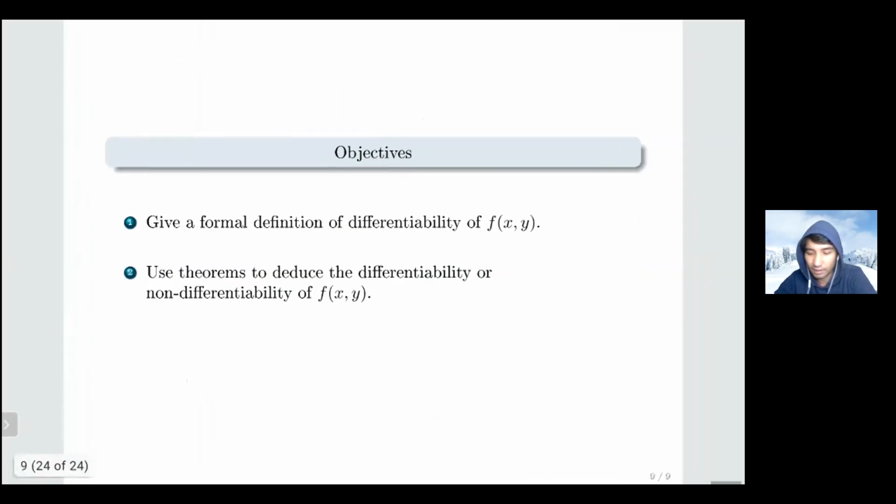Okay. So, for this video, we gave a formal definition of differentiability. It has 3 parts. Okay, the first 2 parts deals with the existence of the partial derivatives, and the third part tells us that the limit of this mysterious expression must be equal to 0. I-describe natin in a later video kung anong ibig sabihin ng expression na yan. But we also describe some theorems that can help us deduce the differentiability and non-differentiability of our function.